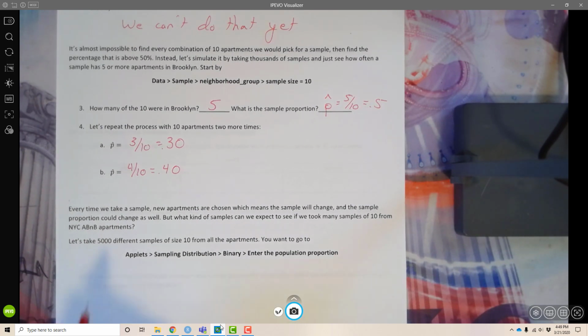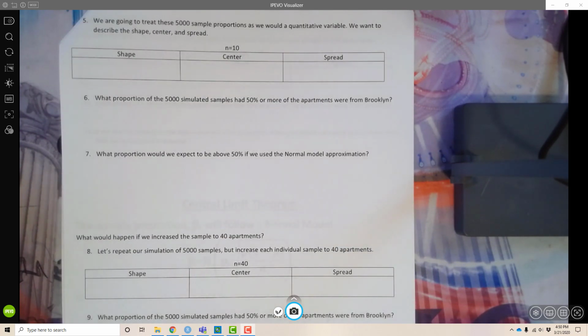So what we can do, we can go to Applets, Sampling Distribution, Binary, and enter the population proportion, and we'll have it take 5,000 samples for us. And there's going to be 3 things we're going to want to note about these 5,000 samples. We're going to treat them like we would a quantitative variable, because we're getting sample proportions and those are numbers. And when we're talking about quantitative data, there's usually 3 things that we want: the shape the data takes, its center, what would we typically expect to get, and its spread, kind of how far away from the center can we reasonably expect a sample proportion to be.